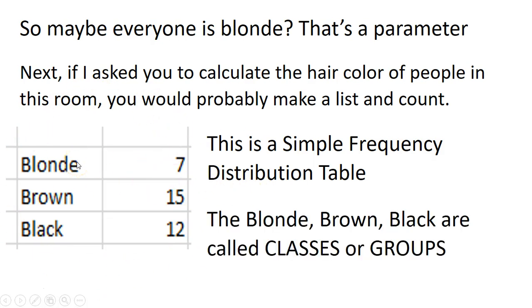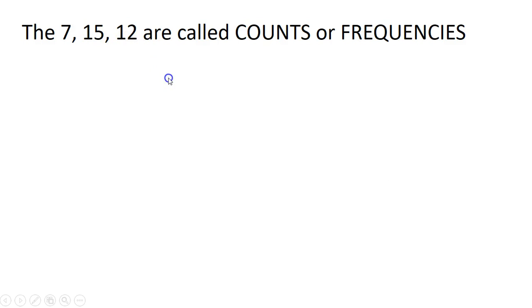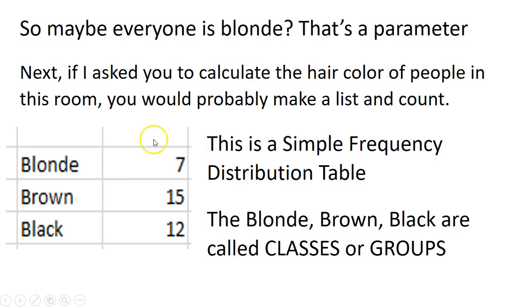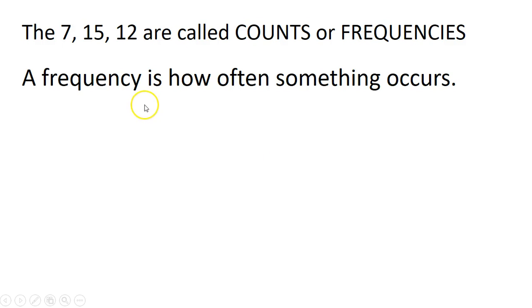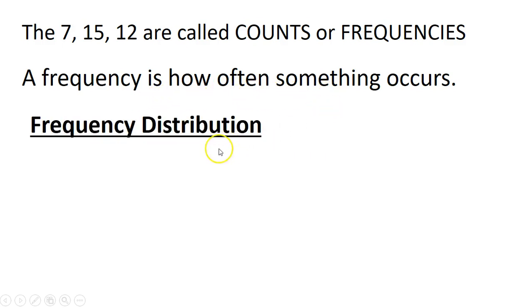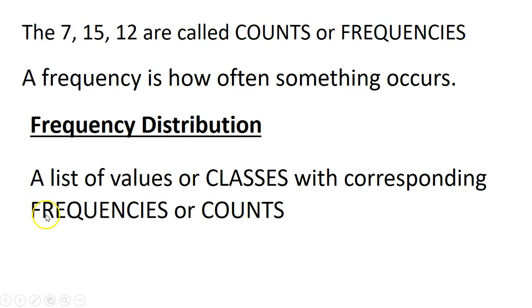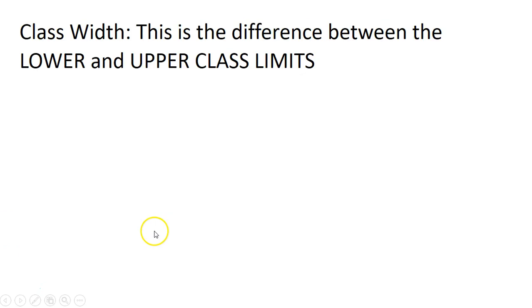All right, the blonde, brown, and black-haired people are called your classes or your groups, okay? Classes or groups. The 7, 15, and 12, they are called your counts or frequencies. So groups, frequencies, or counts, right? Classes or frequencies and counts, okay? A frequency is how often something occurs, all right? We have frequency distribution. Frequency distribution is a list of values or classes with corresponding frequencies or counts. So a frequency distribution table could look something like what I just showed you.